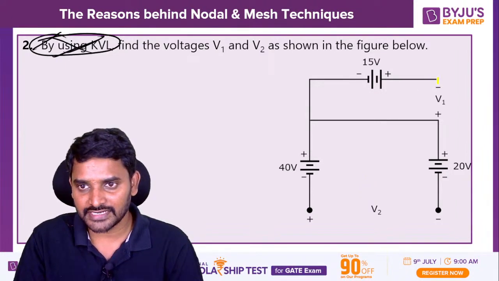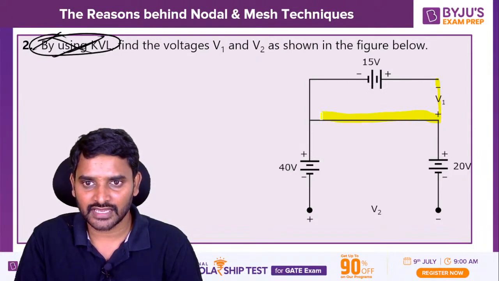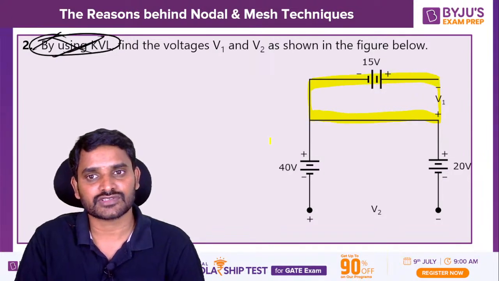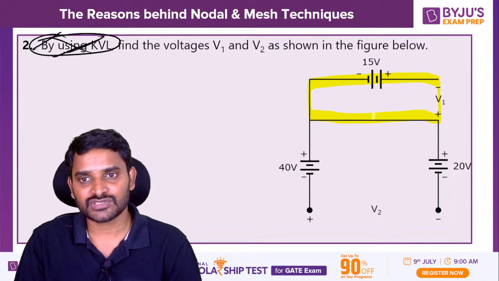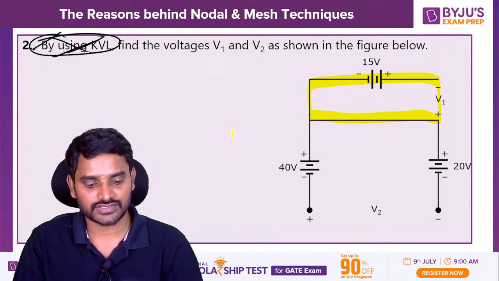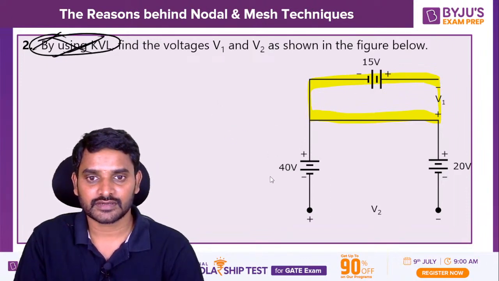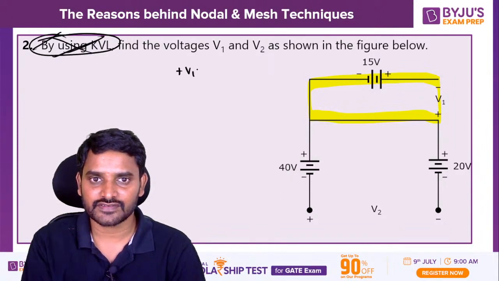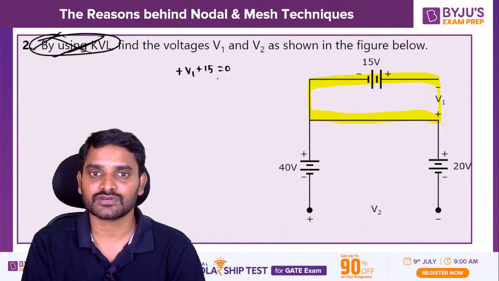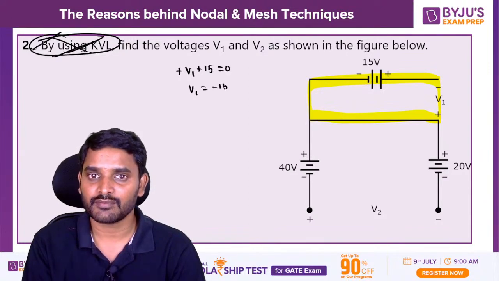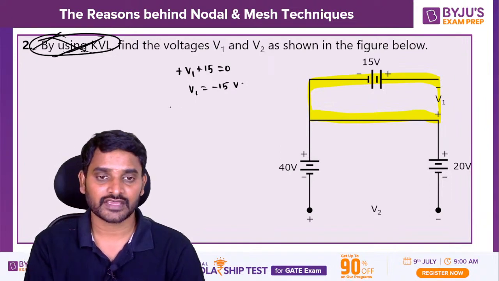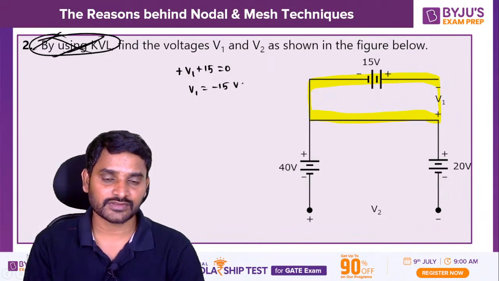So if you are writing KVL in this one, plus V1, and here there is no element, and here we have an element, that is a voltage source. So plus V1 plus 15 is equal to 0, and I will get V1 is equal to minus 15 volts. Now can you tell me the V2 value in the same way?